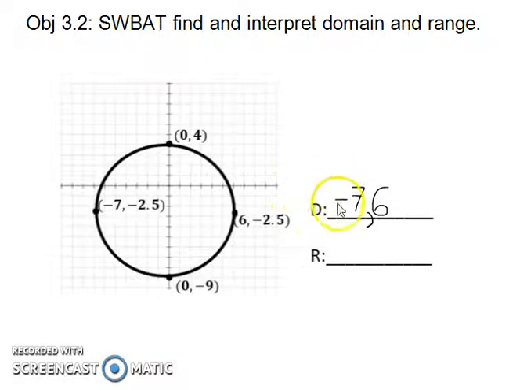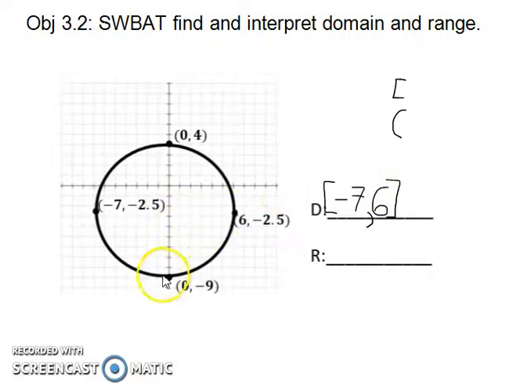The last thing we need to write is notation. So if you write a bracket like this, then that means that that point is included. If you write a parenthesis like this, then that means that point is not included. If you look over here, -7 has a filled in or closed circle, which means it actually does touch -7. So we are including -7. Same thing with 6. It actually does touch 6, so we are including 6. The next example, you'll see what it looks like when they're not included.